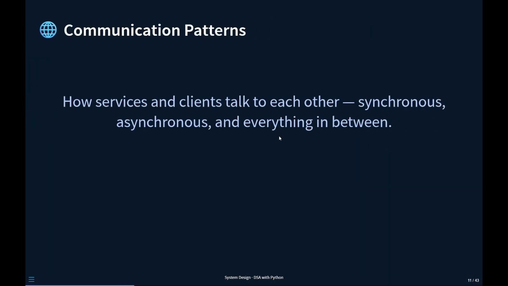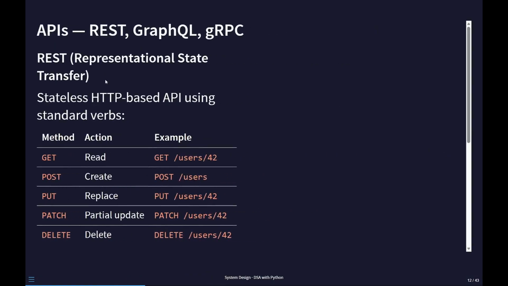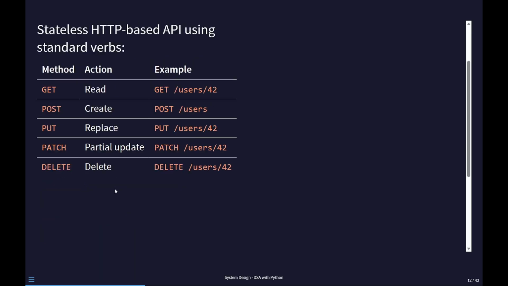Next, now that we have covered the infrastructure layer, let us talk about communication, how services and clients actually talk to each other. There are 3 dominant patterns for API communication, and choosing the right one matters. REST, representational state transfer, is the classic model. It is stateless, HTTP-based, and uses standard verbs that map to CRUD operations. GET to read, POST to create, PUT to replace, PATCH to partially update, DELETE to delete. Resources are identified by URLs.